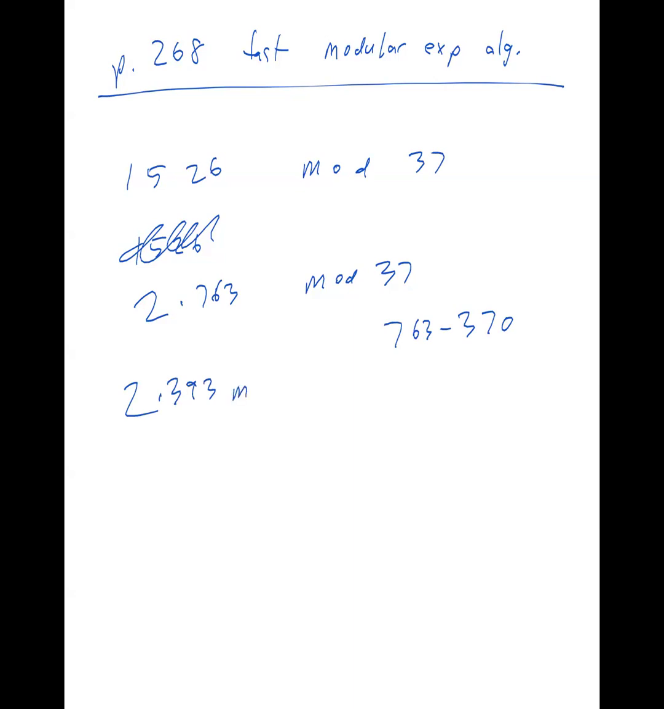And what theorem are we using? We're using the theorem that says you can reduce any factor of a number modulo whatever the remainder is. And then we can subtract another 370 from 393. So what's 393 minus 370? That'd be 23, right? And then we can multiply 2 times 23 together, and that would be 46.